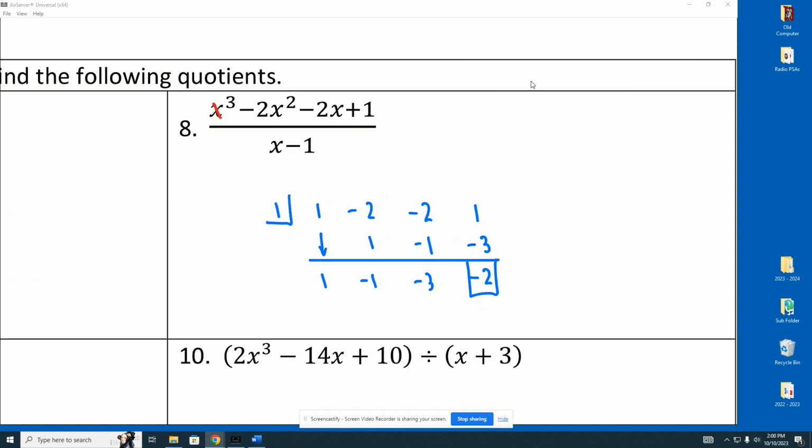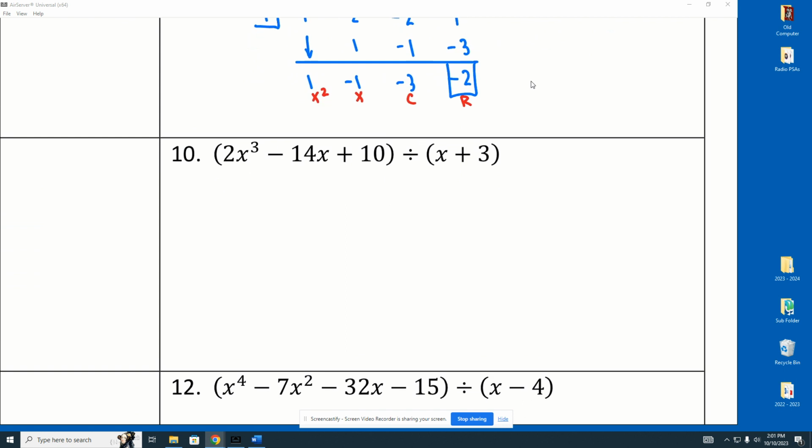But remember, x cubed divided by x is going to cause this first term to be x squared. It's going to drop 1. And then, of course, a constant remainder. So writing my answer the way this question is written would be x squared minus 1x minus 3 minus 2 over your divisor x minus 1. Okay? So that's your answer to number 8.